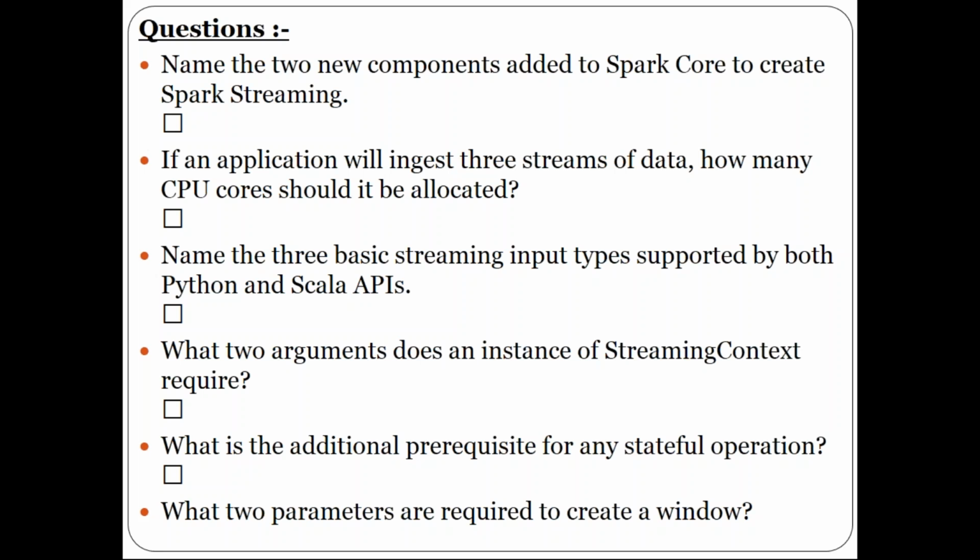What 2 arguments does an instance of Spark streaming context require? One is your import of Spark streaming context and the other one is defining a variable for your context. What is the additional prerequisite for the stateful operation? Checkpointing. What are the 2 parameters required to create a window? Window concept I have not covered because that is out of scope for us.